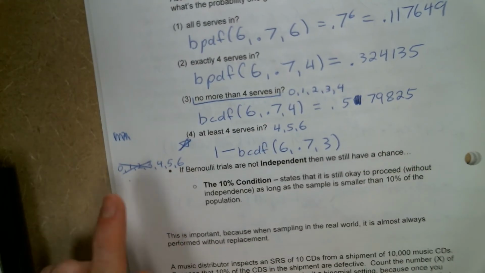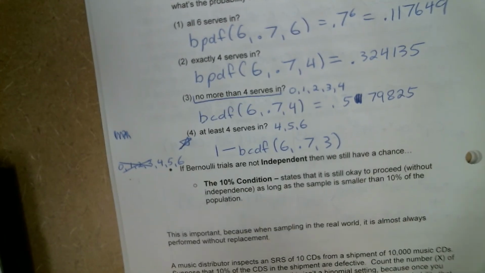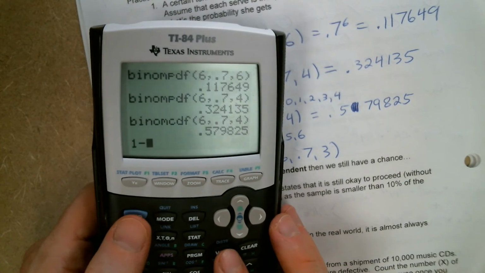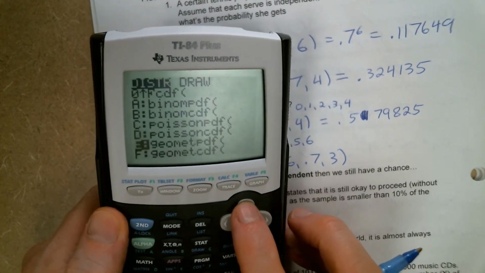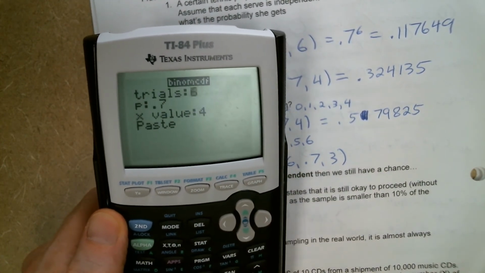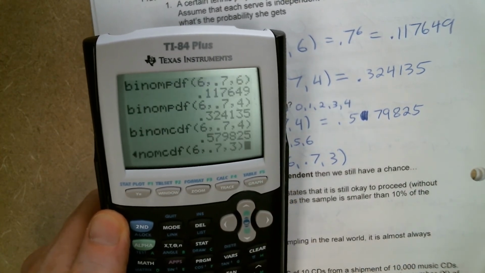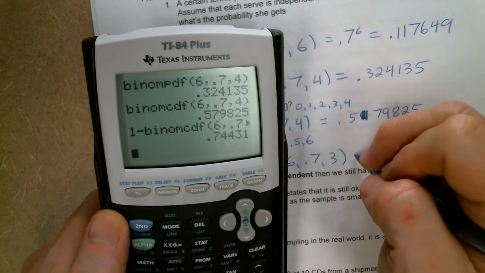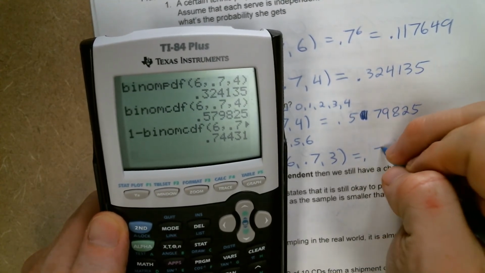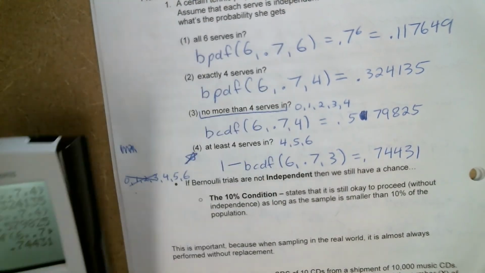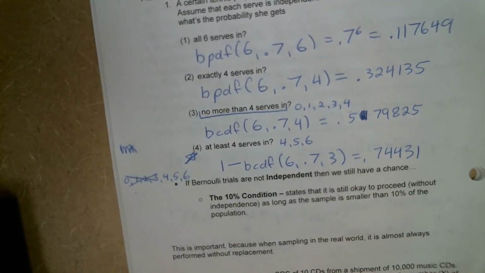I'm going to put a little star here because this is the one that gets goofed up the most. So 1 minus, then I go to my distribution menu, Binomial CDF, 6, 0.7, 3, paste that in there, and I end up with 0.74431. All right, so that's how you use the binomial feature on the calculator, and we're going to have lots of questions that sort of deal with this.